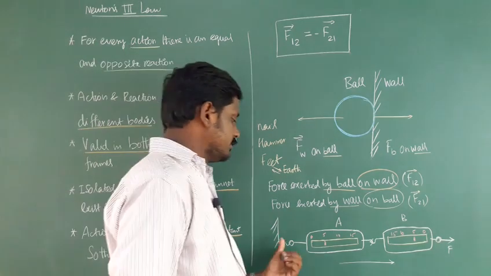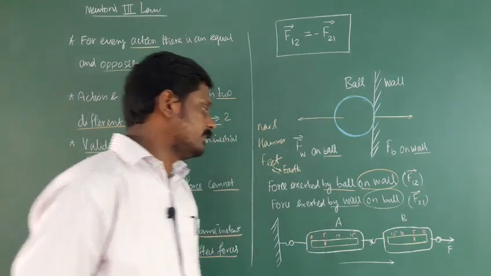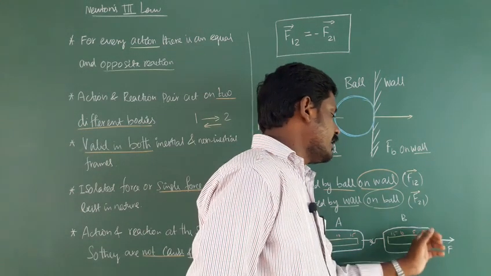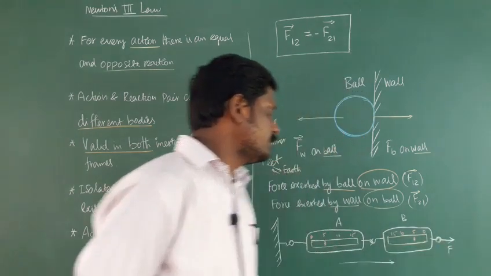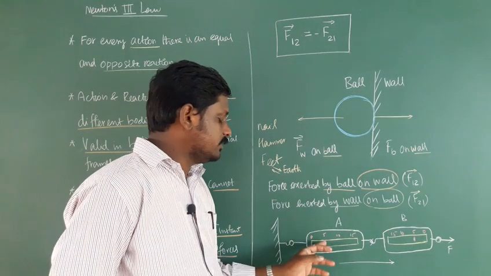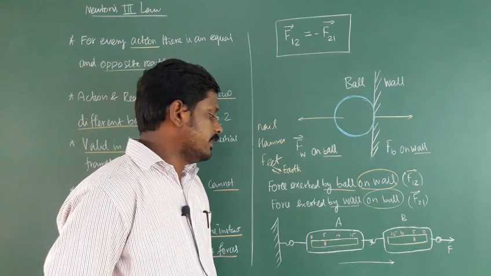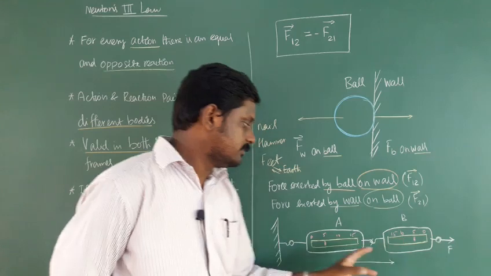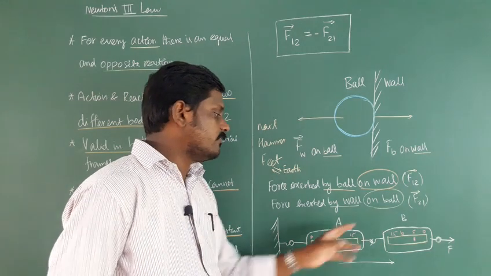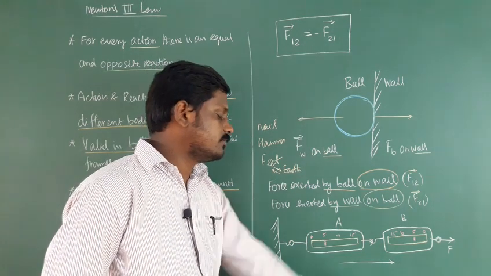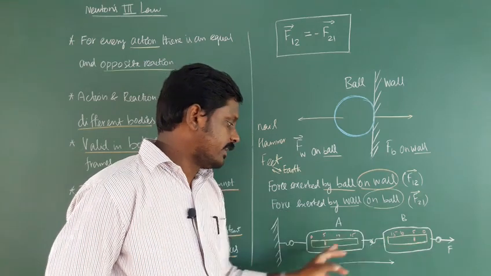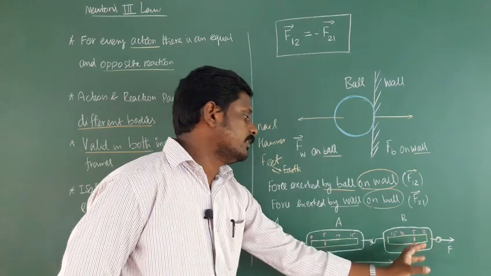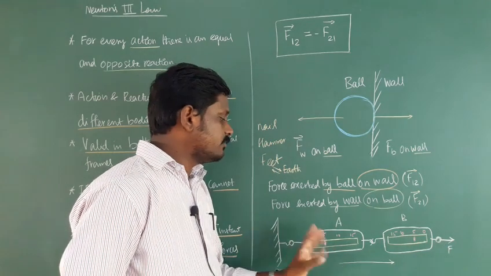Then the final one: two spring balances are connected like that. At the free end, we are pulling the spring balance with our hands. If you see the spring balance readings, reading 1 and reading 2 are the same, because this is the action and this is the reaction. For every action there is an equal and opposite reaction. Here we apply a 5 Newton force, so here also there is a 5 Newton force.